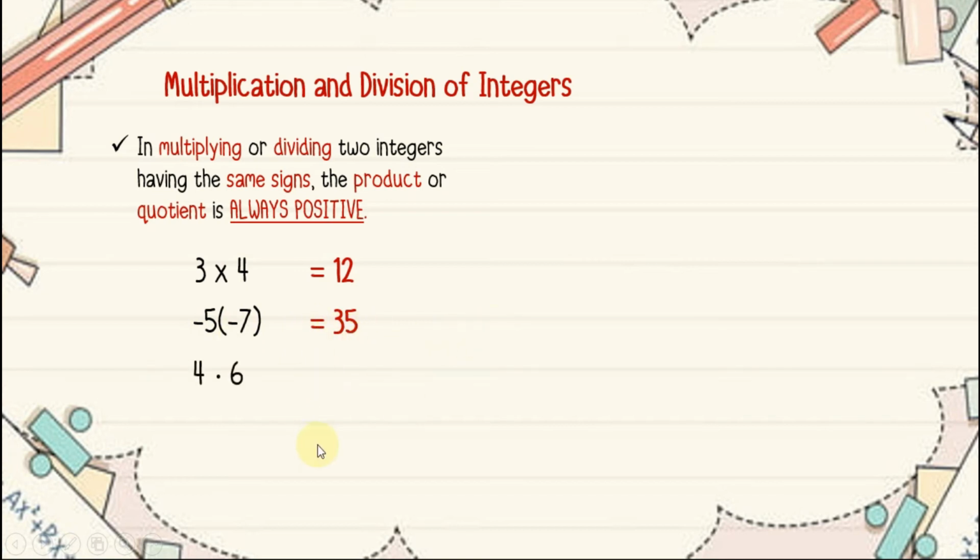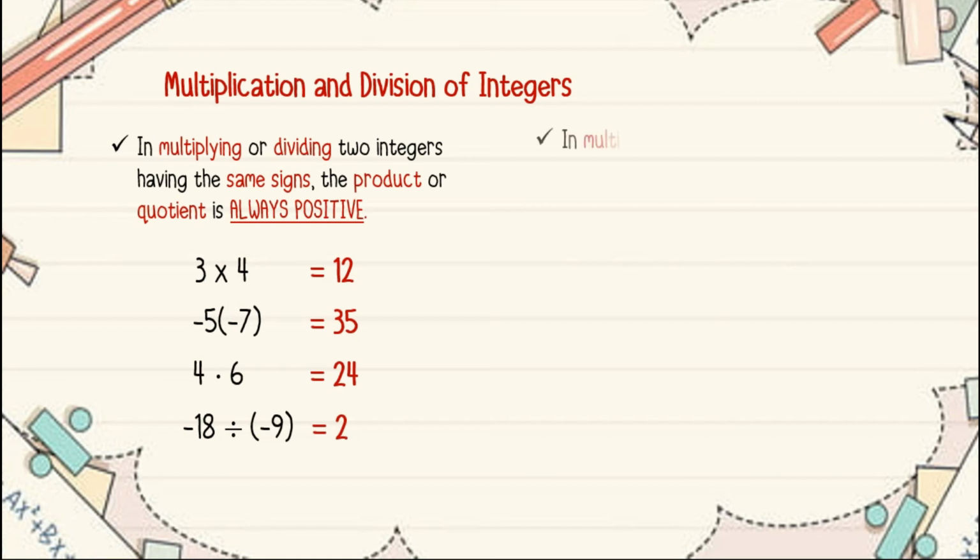Next, 4 times 6. They are both positive, right? So the answer is positive 24. How about this one? The dividend and the divisor have the same signs. They are both negative. So meaning to say our quotient will be positive. And 18 divided by 9 is 2. So the answer here is positive 2.